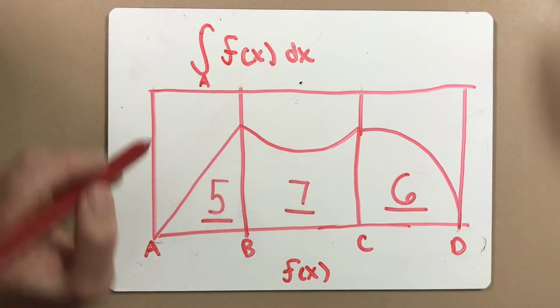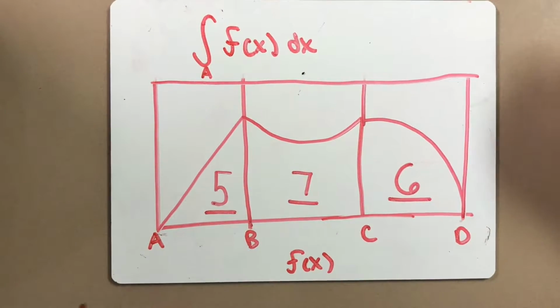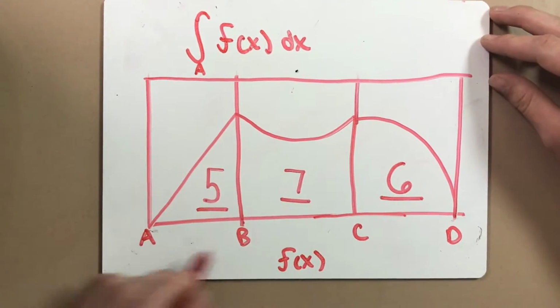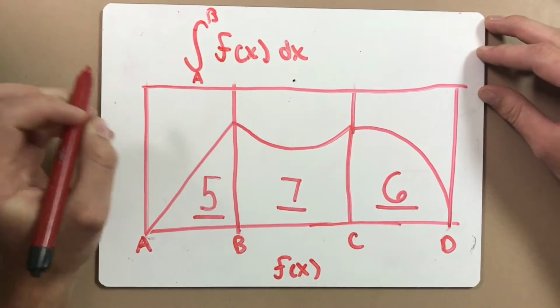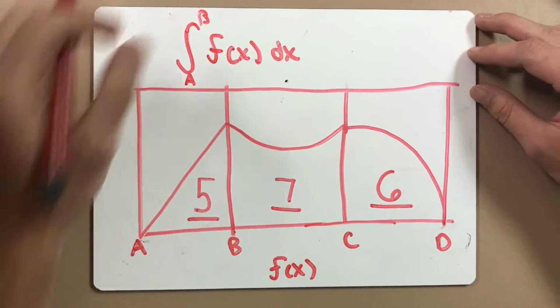So if we look at this example of this f of x graph, we're going to be looking a little bit at how the bounds work. If you look at the bound from A to B, that would just be the area under the curve of this triangle right here, which would be 5 alone.